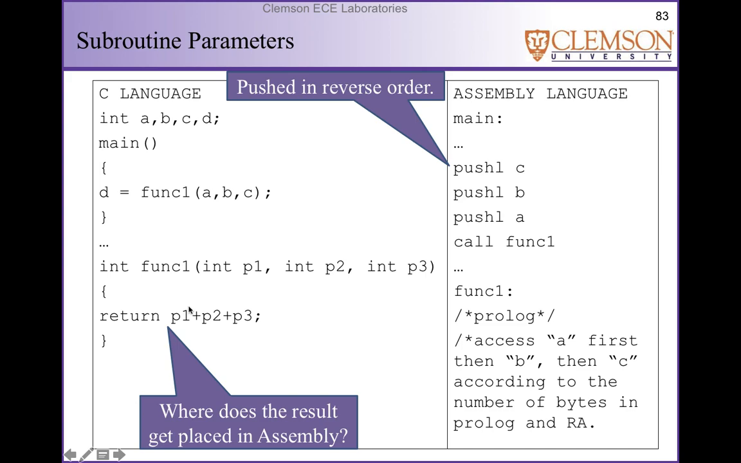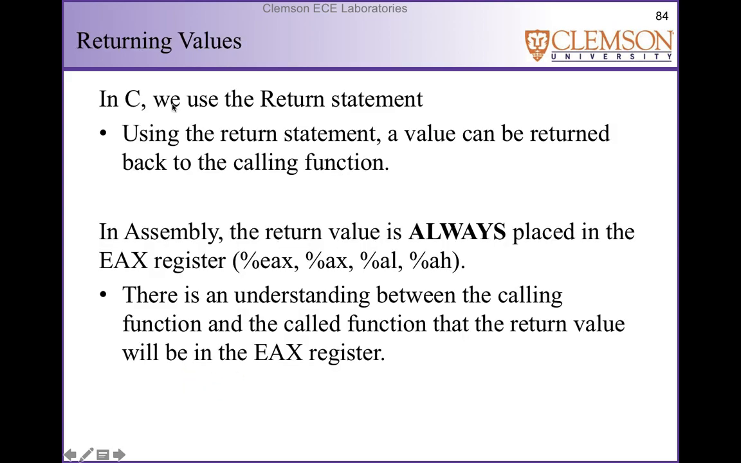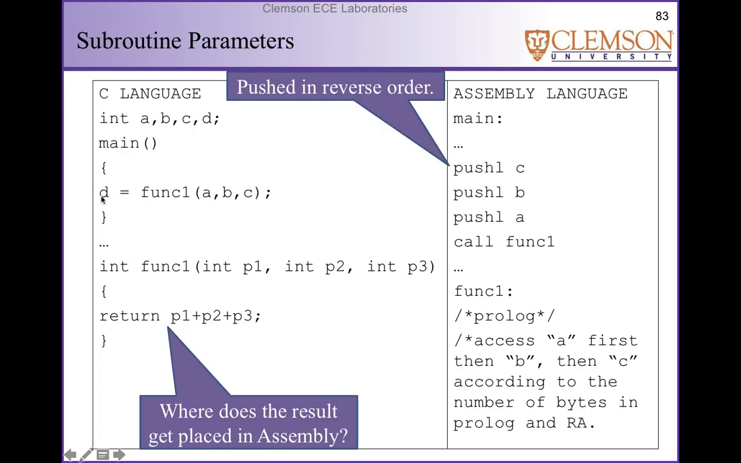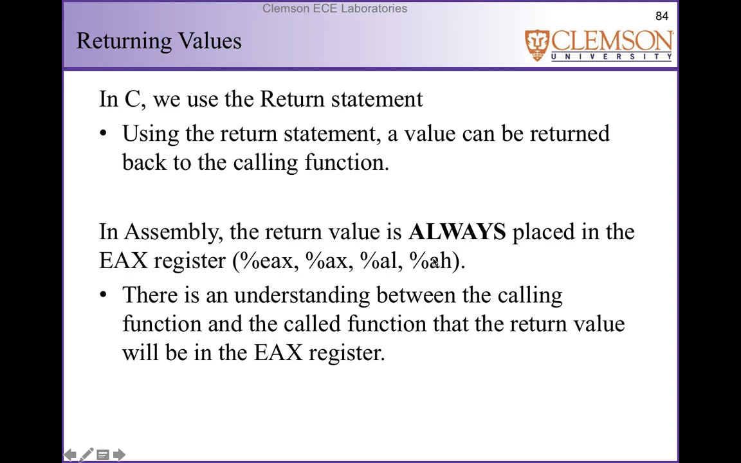Now, where in assembly does this get returned? In this function, we want to add these three numbers together and output the result. In C, we use a return statement, and it just returns the value to this variable right there. In assembly, the return value is always placed in the A register. So EAX, AX, AL, and AH. That's that. Always the A register.